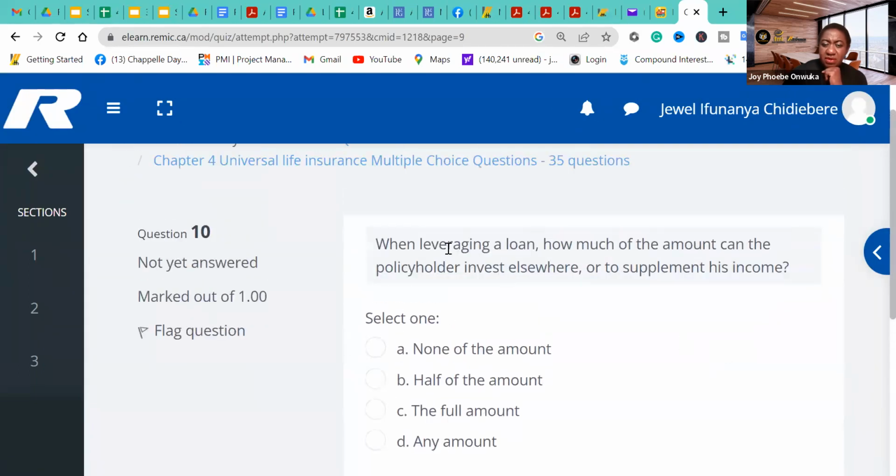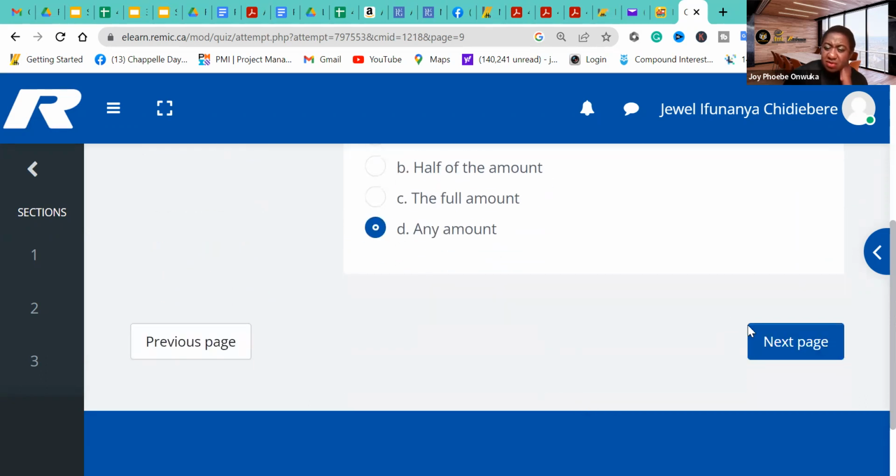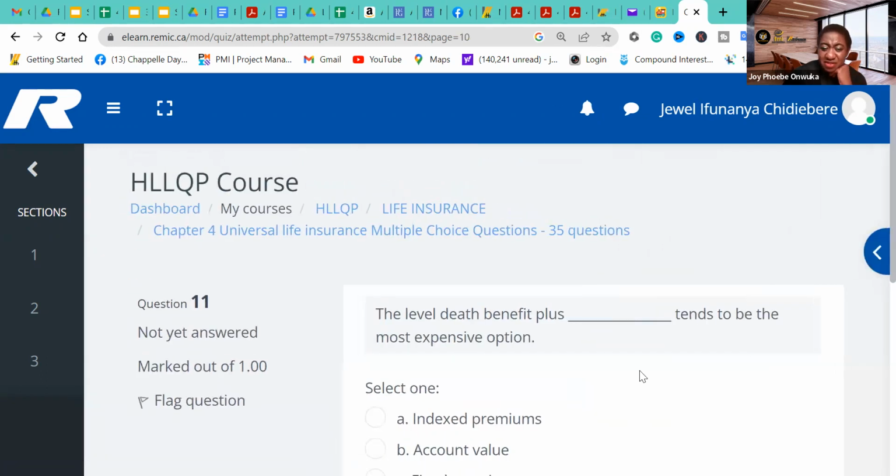Question 10. When leveraging a loan, how much of the amount can the policyholder invest elsewhere or to supplement his income? None of the amount, half of the amount, the full amount, any amount. The question itself is as confusing as confusing gets.